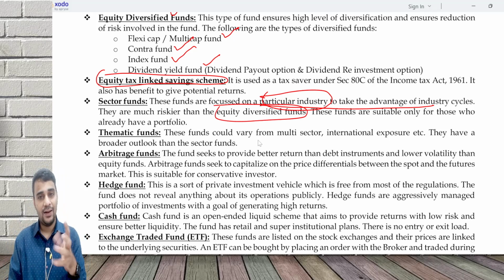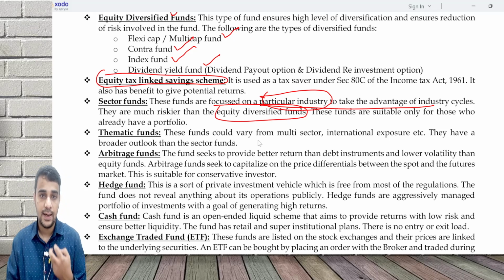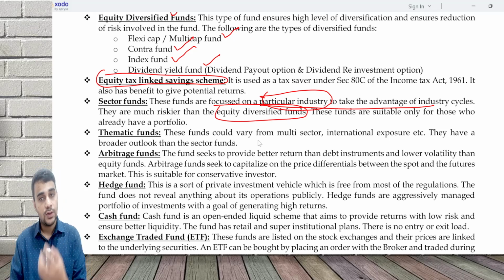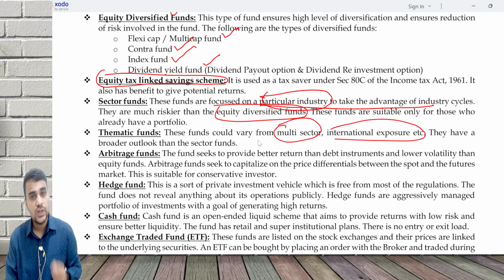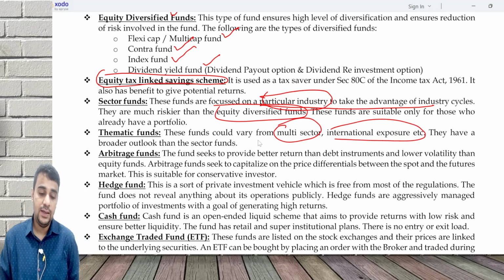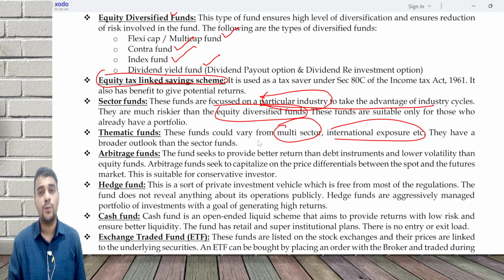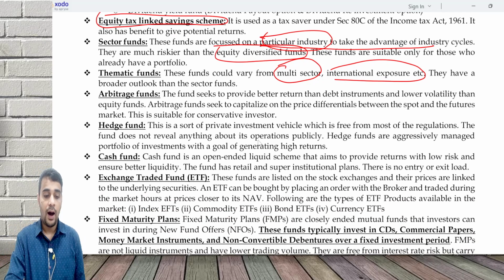Thematic funds. Practically, this is a confusion which will be there. What is a sector fund and what is a thematic fund? A thematic fund focuses on certain themes. For example, Make in India is a theme. Because of Make in India, some company in the manufacturing sector will do really well. Some company in construction can do well. Some company in maybe the automobile sector can do well. So it can be multi-sector, with international exposure, but they are focusing on specific themes. Whatever theme you find, if you find Make in India as a theme, based on that, which companies are likely to do better.